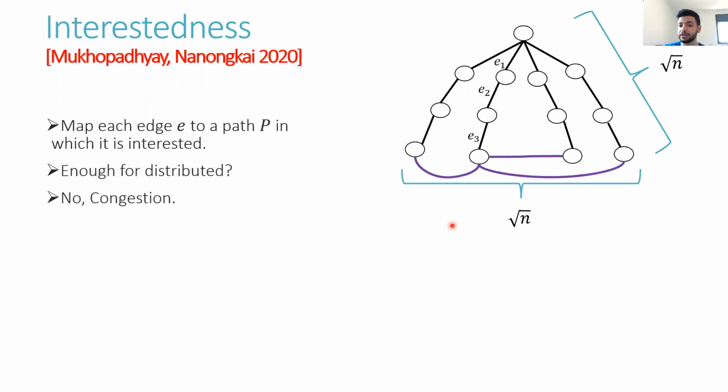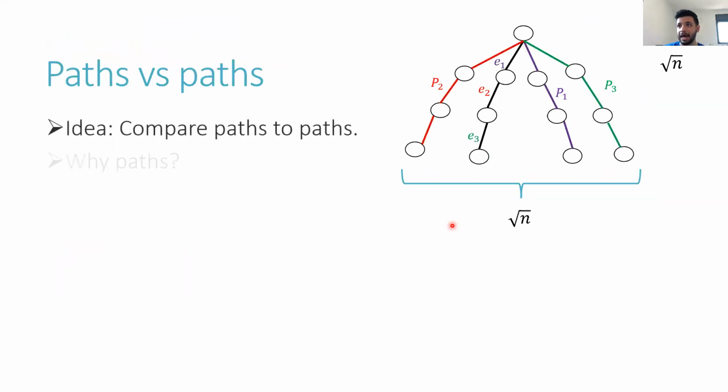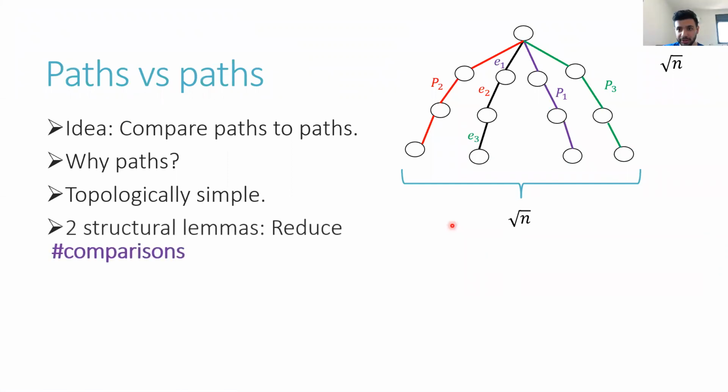And the answer is no, due to congestion. Intuitively, complexity depends on path length and the number of path comparisons. Unfortunately, due to lack of time, I will not be able to go deeper into this problem here. Comparing edges to paths is problematic for distributed. This is why we turn to comparing paths to paths. Why paths? Well, first, paths are topologically simple. We can perform aggregate computations on them, and they are easy to communicate on. But most importantly, we can prove two main purely combinatorial structural lemmas regarding paths, which we use to reduce the number of comparisons we have to make.